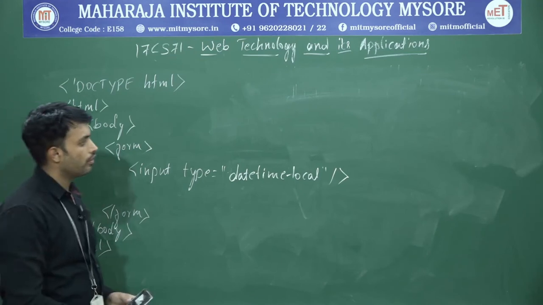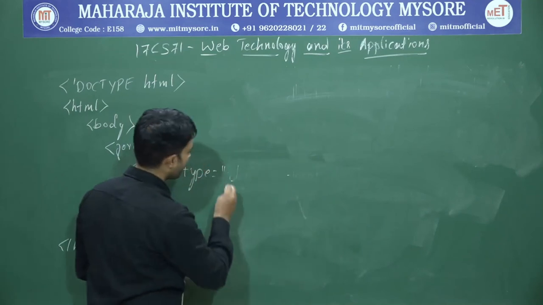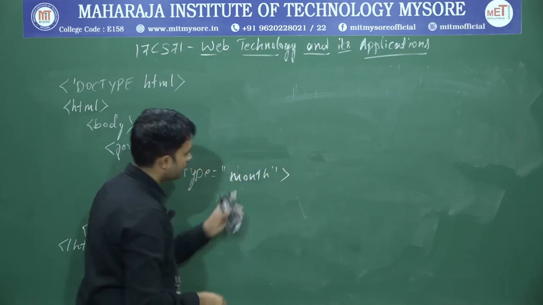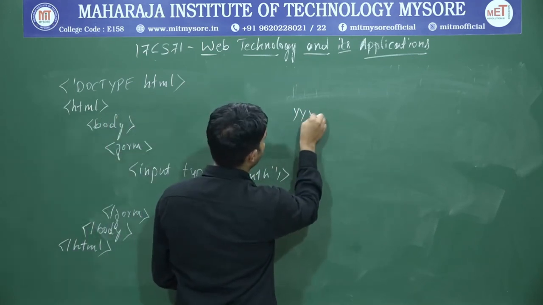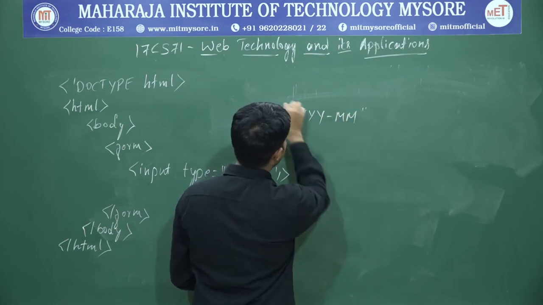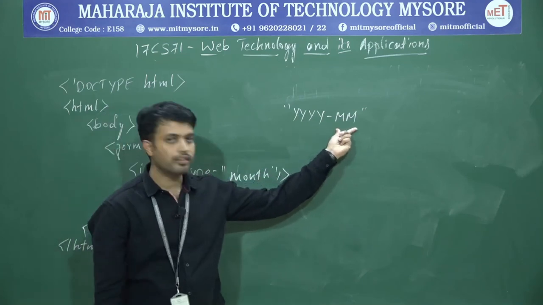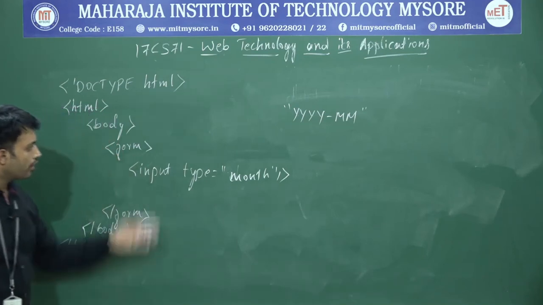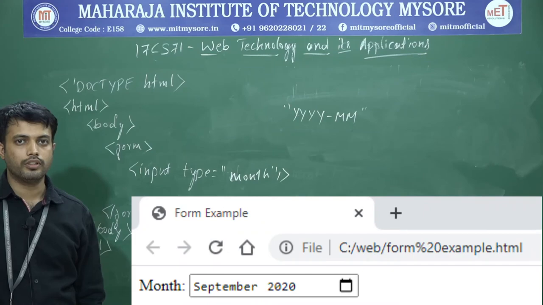So the next one is month. The standard format is YYYY-MM. That means year and month. So this is again the standard format which is defined within HTML5. Next, if I run this program, you can notice the output.